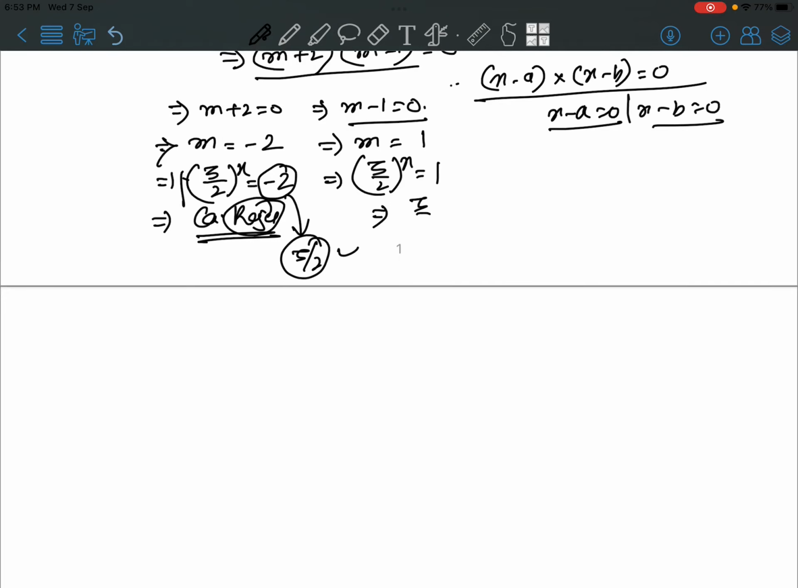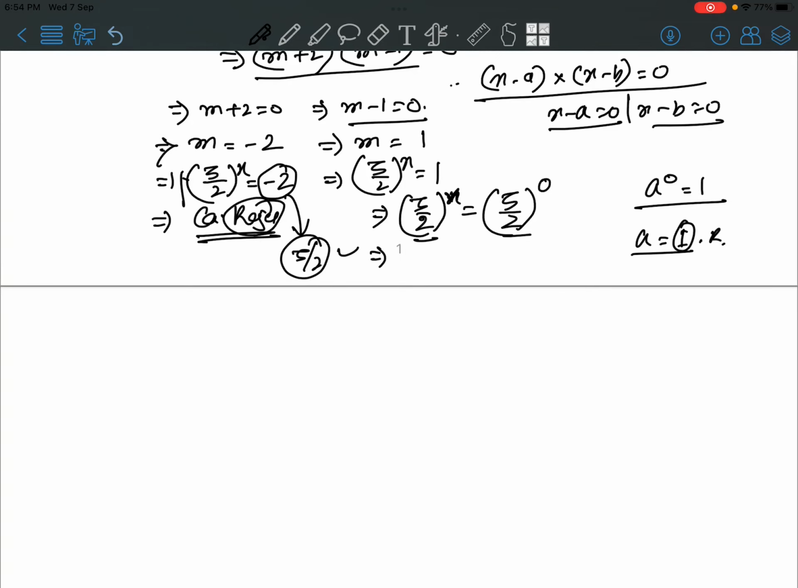Now we can turn the 1 into 3/2. How? Because we can write 1 as (3/2) to the power 0, because any number to the power 0 equals 1. That means a can be any number: an integer, a rational number, any kind of number, even a complex number. Anything to the power 0 is 1. So as we are seeing that the base is equal on both sides of the equals sign, that means a to the power m equals a to the power n, then we can write m equals n. Then in that case x equals 0.